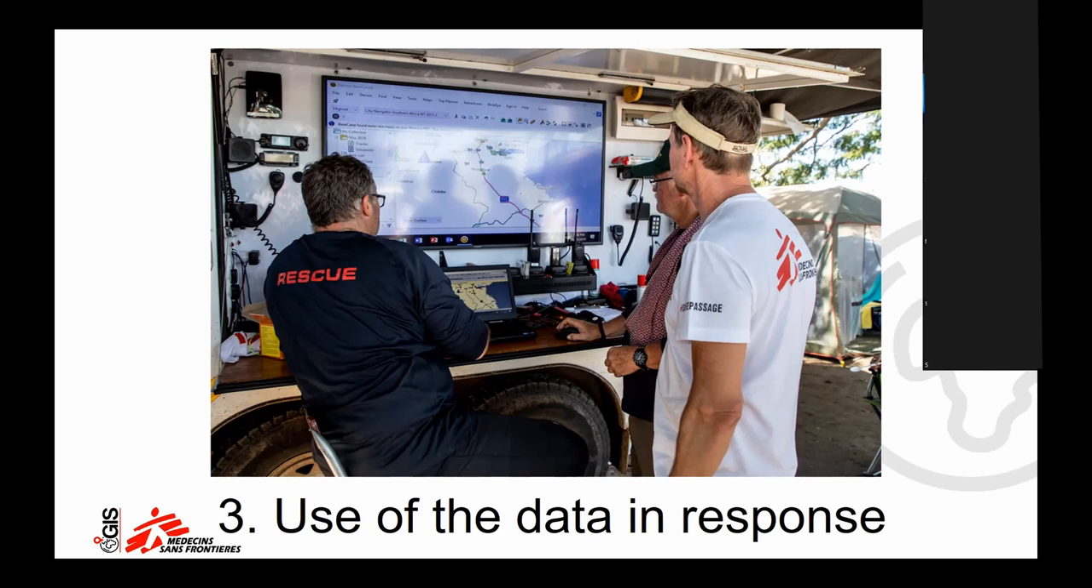And the good thing with OpenStreetMap, of course, is that it's available for the government, for the other organizations in the area, and they can amend it. So it's a living set of data. It's not something static.